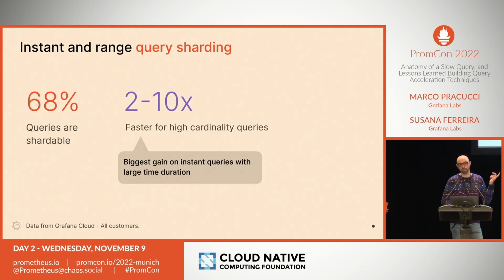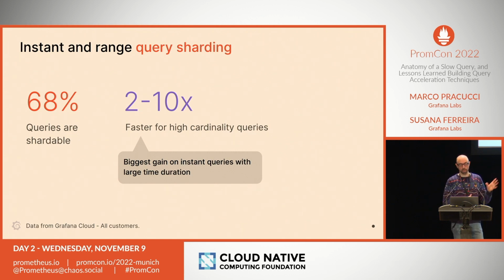Now, query sharding works both with instant and range queries, and we have been using it in production at Grafana Cloud for several months. What we see across all our customers' queries is that 68% of the queries are actually shardable. The reason why some queries are not shardable is because not every single PromQL function can be sharded. I don't know, standard deviation, we can't shard it. We can't push it down.